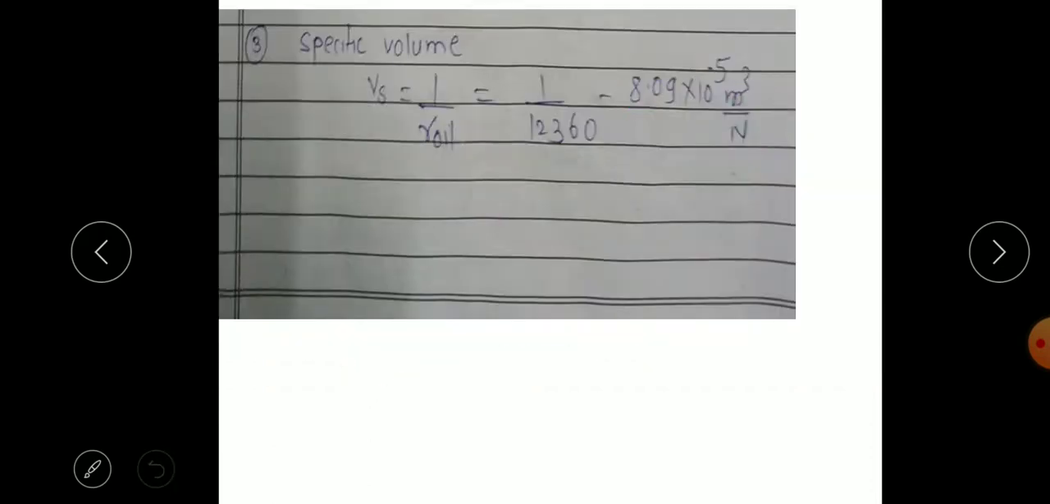Next quantity we have to find is specific volume. We already know specific volume is the inverse of specific weight. So Vs is equal to 1 upon the specific weight of the oil. So we get 8.09 into 10 raised to minus 5 meter cube per Newton.